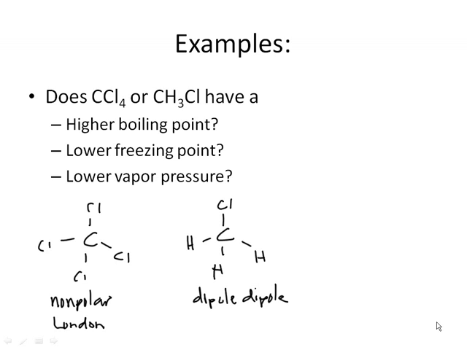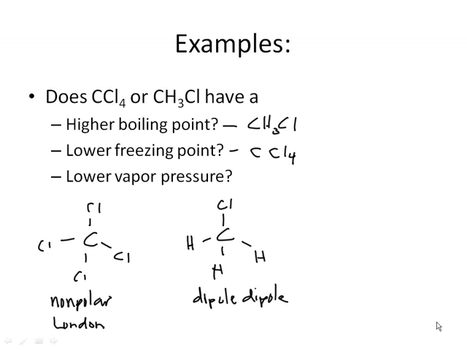Highest boiling point is going to come from the molecule with the highest intermolecular attractive forces. CH3Cl has dipole-dipole intermolecular attractive forces, which are stronger than London forces. So therefore, the higher boiling point will come from CH3Cl. The lower freezing point will come from the molecule with lower intermolecular attractive forces, because we'll have to cool it a lot to get them to slow down and interact with one another. My weaker intermolecular attractive forces come here from the London molecule, or CCl4.